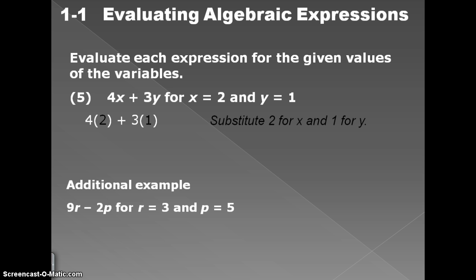Now we follow order of operations. We have multiplication in two parts. We have 4 times 2, and then we have 3 times 1. So we end up with 8 plus 3 equals 11.